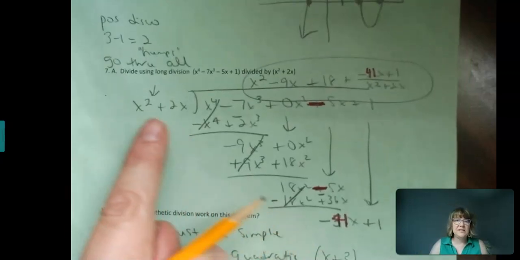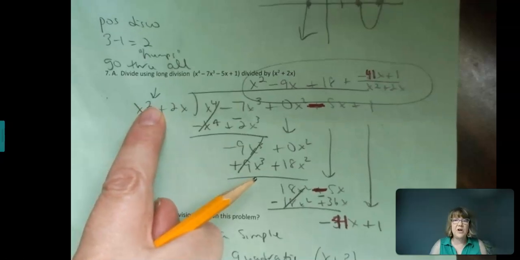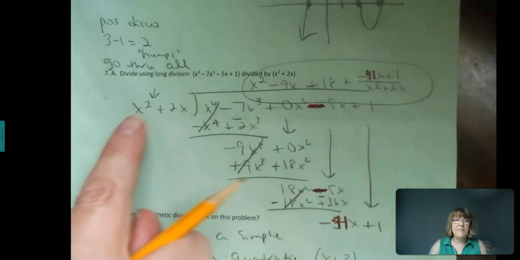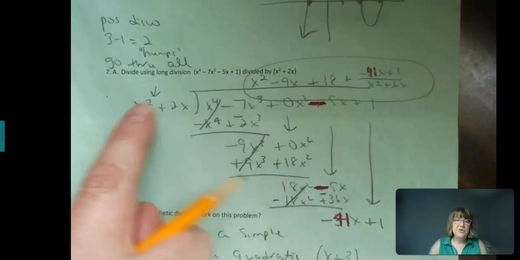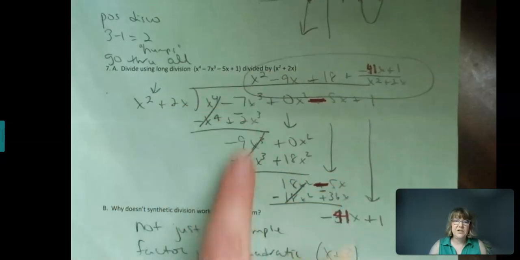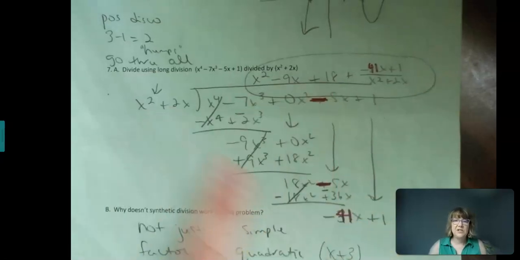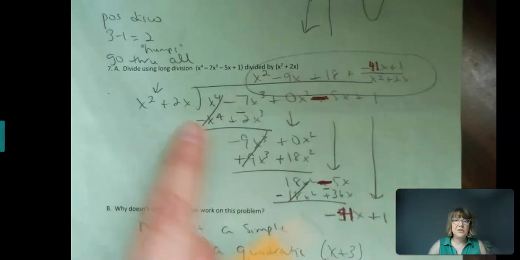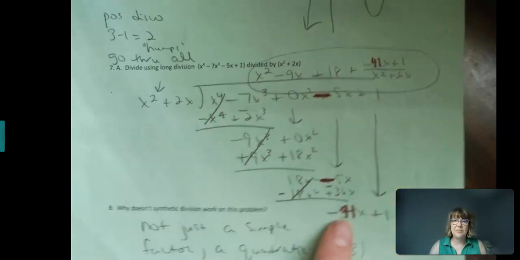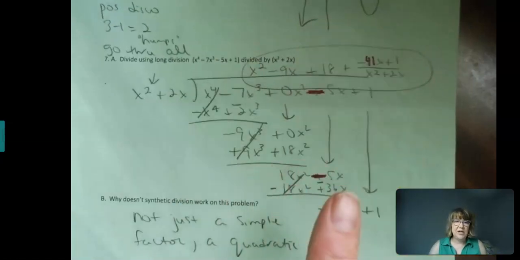Again, you can't use synthetic on this because of the darn squared. Remember, the steps here are match. You match, you distribute, you opposite, you bring down. You match, distribute, opposite, bring down, match. So 18x squared matches, distribute. So you get that 36x, make them opposite, bring down, and that's that whole process. All right.